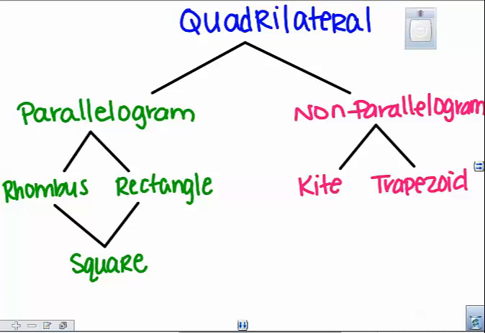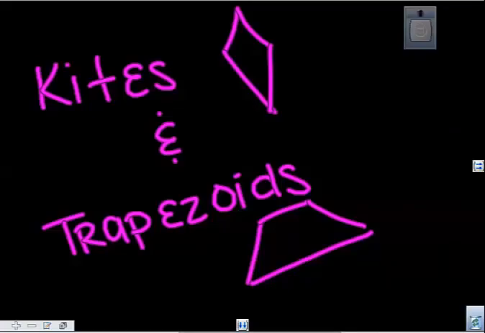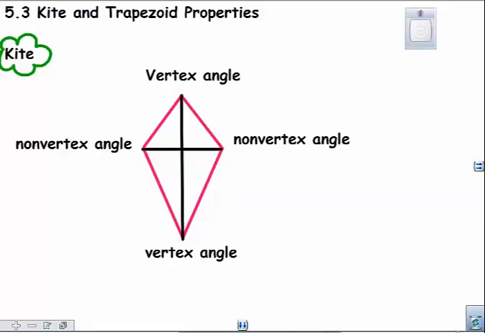We're going to now get into more specifics about the shapes. Okay, today we're going to talk about kites and trapezoids. The first one we're going to talk about is a kite.